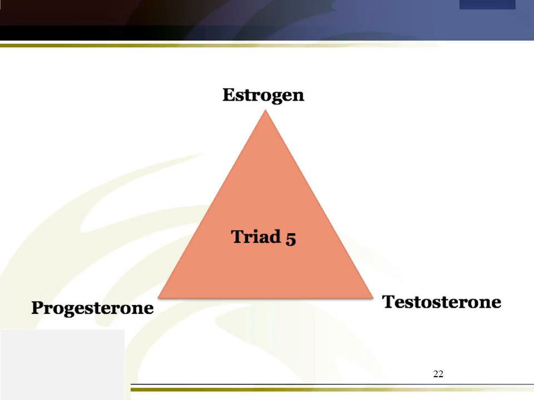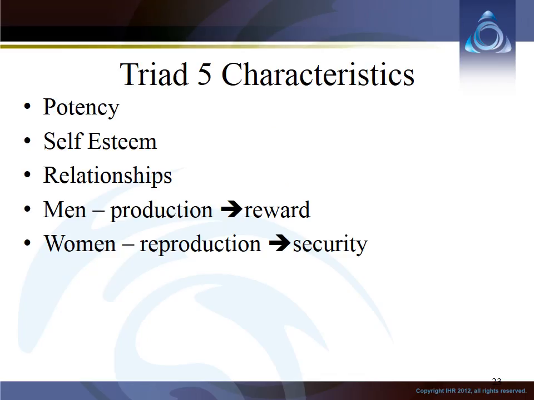And then finally, triad 5, the reproductive hormones, estrogen, progesterone, testosterone. So this is about potency, it's self-esteem, it's relationships, it's connectedness on an emotional level, a sexual level, a reproductive level. For men, it tends to be about production and reward, and for women, about reproduction and security. And of course, there's overlap with all of that between genders. But this is the triad that sort of characterizes potency and reproduction in the world.